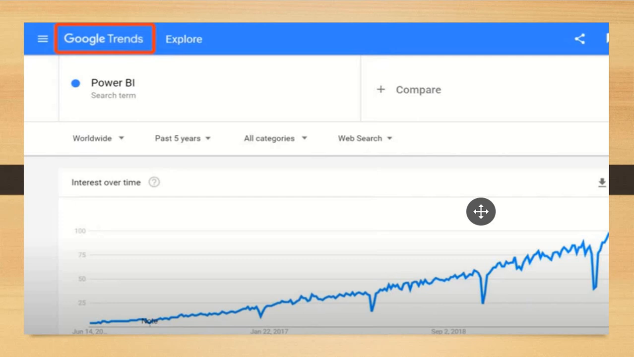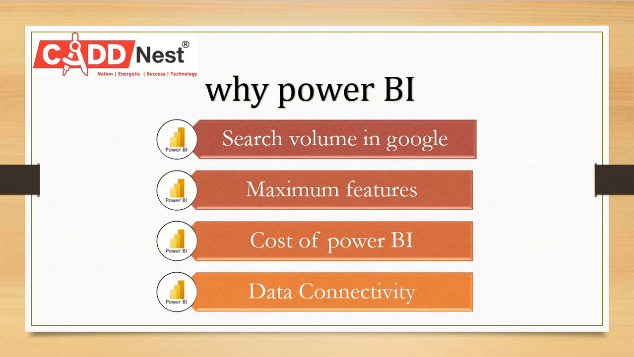Then next, maximum features. There are many tools, but compared to other tools, Power BI has maximum features. For example, 1200 different functions, 280 different charts and visuals which are not available in other tools compared to Power BI. Then the cost of Power BI. If you are a manager looking for the best product in the market, use Power BI. You get Power BI at the cheapest price, $10 per user per month, and if you purchase in bulk, the license cost comes down.